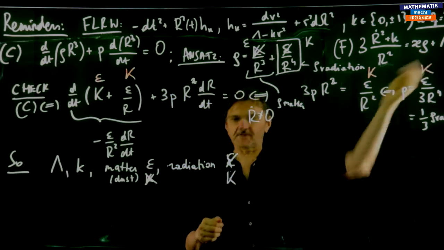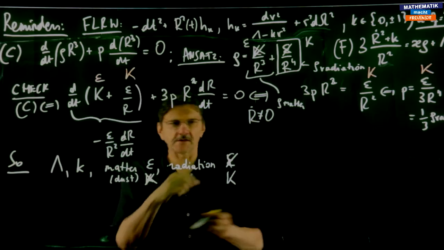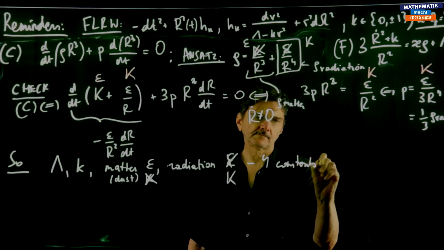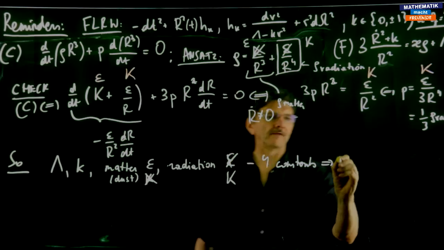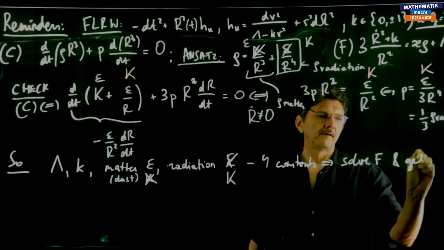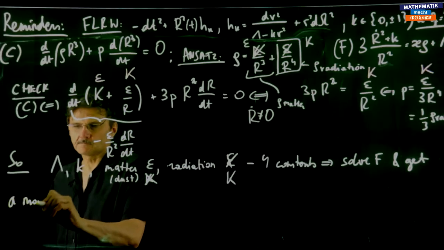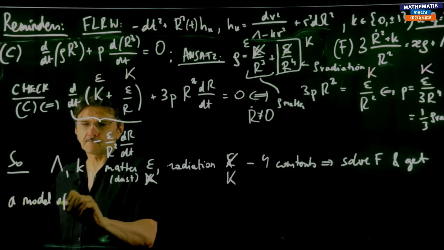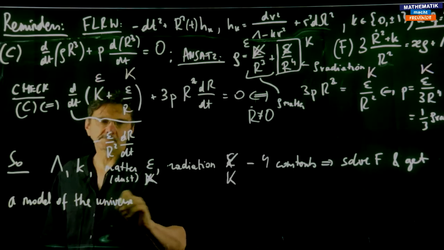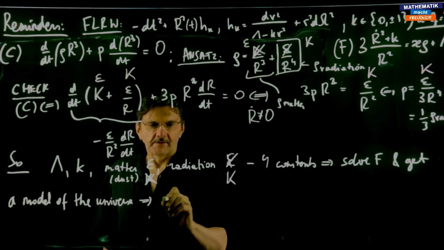So it remains to solve F, right? So we have four constants. Right, solve F and get a model of the universe, and then fit the constants to the data, right? So choose the constants.